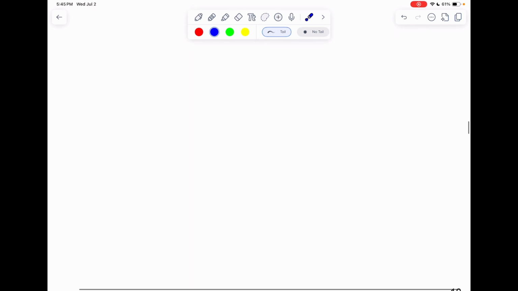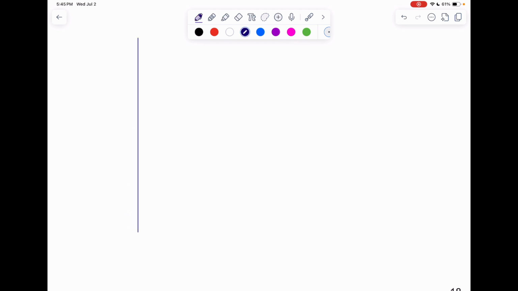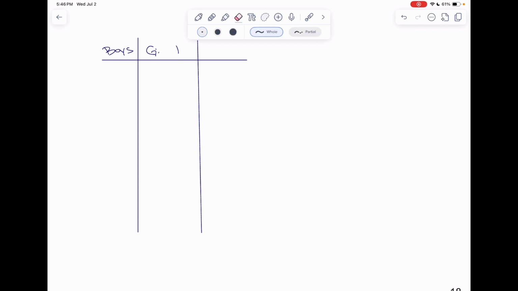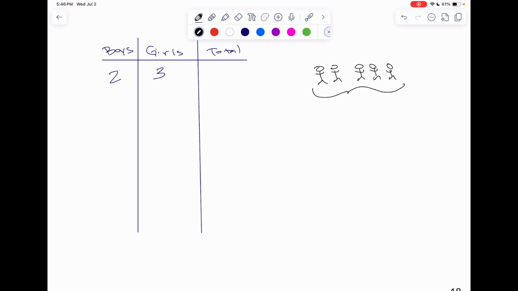Now, I want you to think about the relationship factor here. The idea that if we make a little chart for ourselves, laying out the boys, the girls, and the total. I can spell, I swear. We said that there were 2 boys, and 2 boys came along with 3 girls. So if I have 2 boys, and they're coming along with 3 girls, 1, 2, 3, we would have them coming along in a little pack of 5. So our total would be 5.